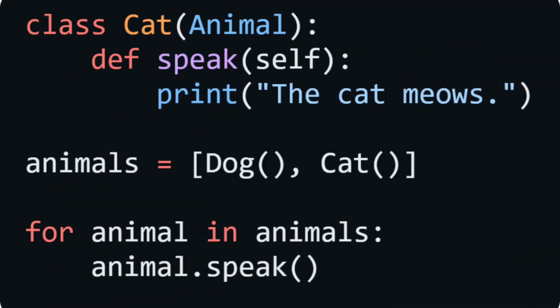Flexibility. You can write more general and reusable code. Extensibility. New classes can be introduced without changing existing code. Code simplification. Polymorphism helps avoid large conditional statements and repetitive code. Here, the speak method adapts depending on the type of object. That's polymorphism in action. Polymorphism allows you to write flexible and reusable code, making it a cornerstone of object-oriented programming.